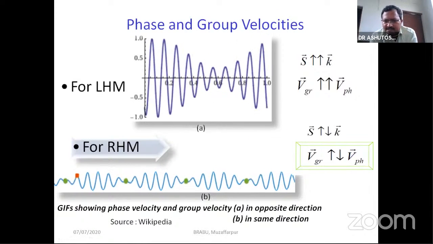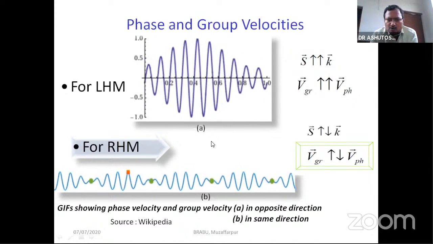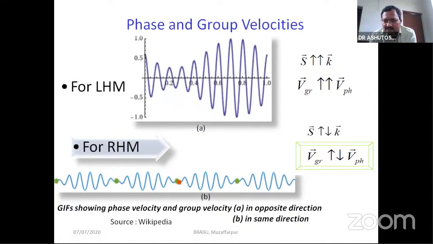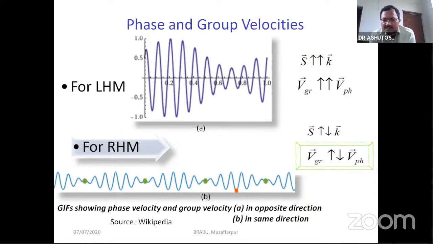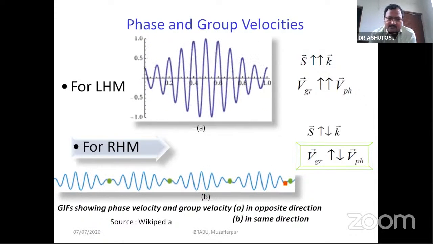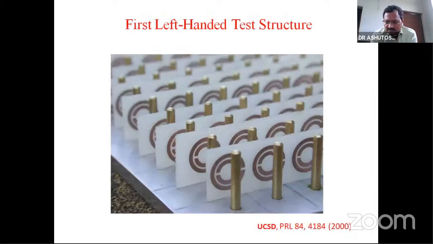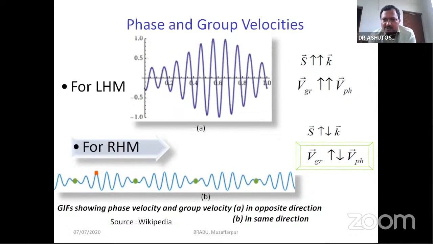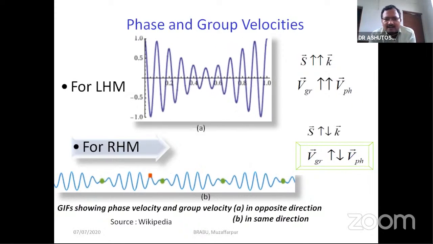With these two pictures, we can see how we can differentiate the right-hand medium. The lower one is the right-hand medium, where the phase velocity and group velocity are shown. You can see that each phase of the wave is propagating toward the right side, and the group velocity is also propagating toward the right side. So we can say that for a right-hand medium, phase velocity and group velocity are both in the same direction. But if you see the above picture, the wave is propagating towards the right side, but its group velocity, its envelope, is moving in the opposite direction.